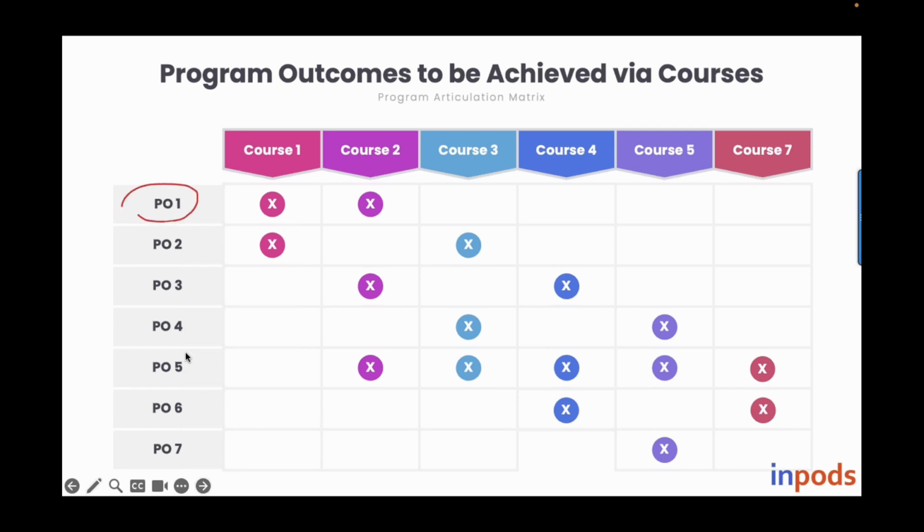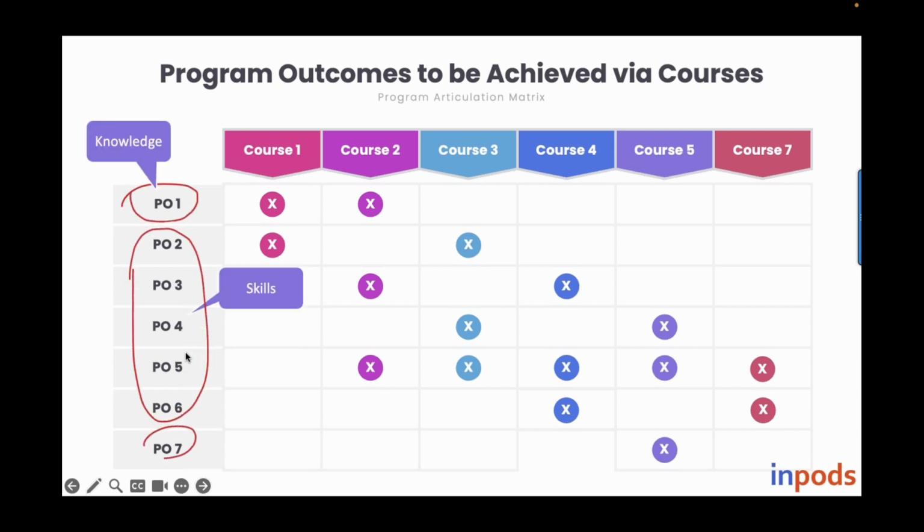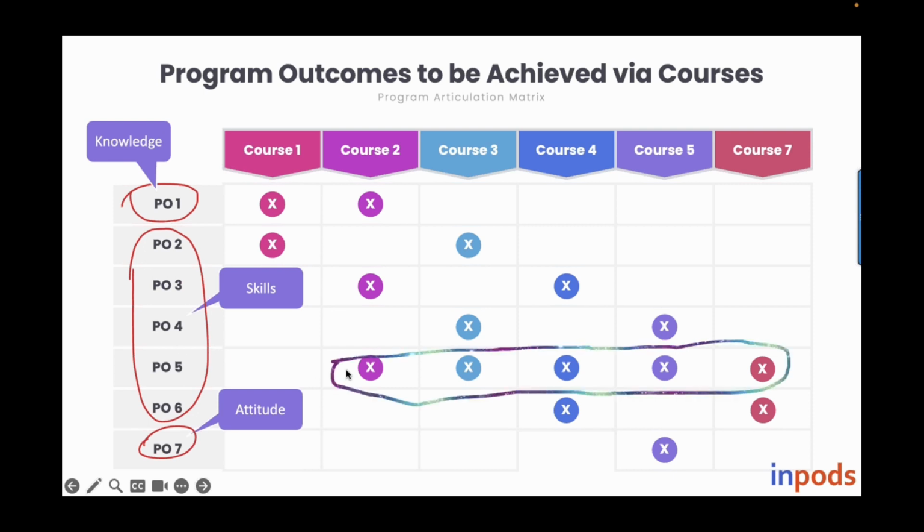So you will realize that if there are the three categories of the PO, and if these are the courses, here you will find that probably there is one program outcome 5 for which content is being delivered through these 5 courses. Now, is this deliberately done, or is it a mistake by you during your designing? Are you giving unnecessary importance to PO5, or is it really important from the perspective of the reflections that you want to ensure?